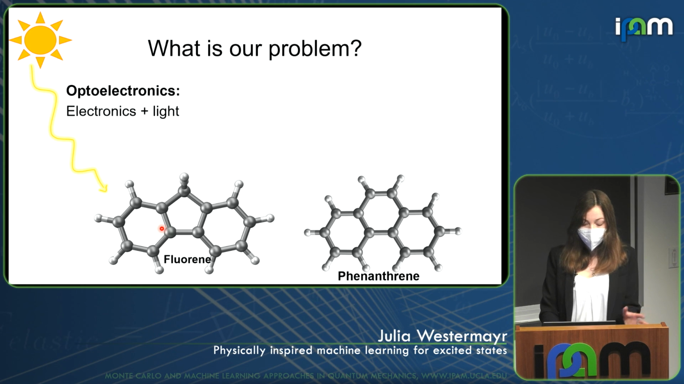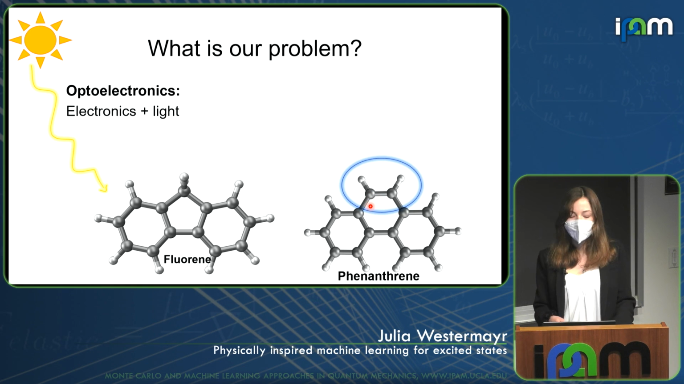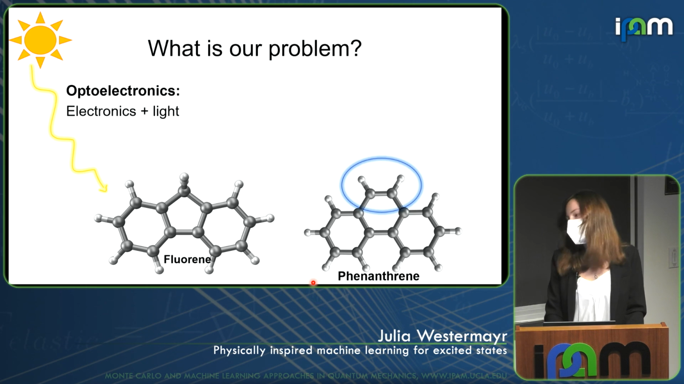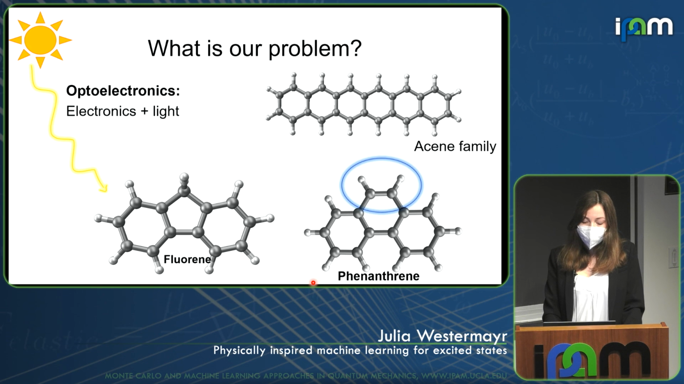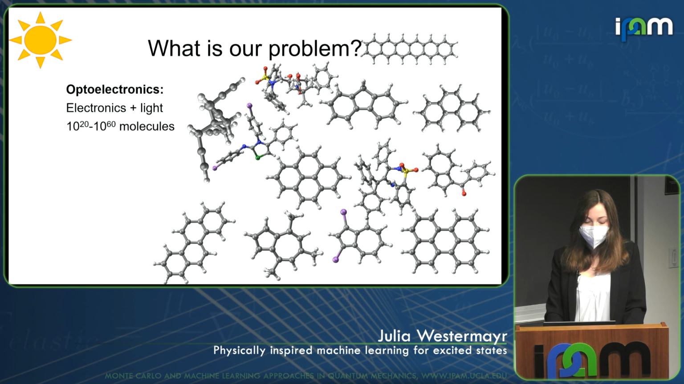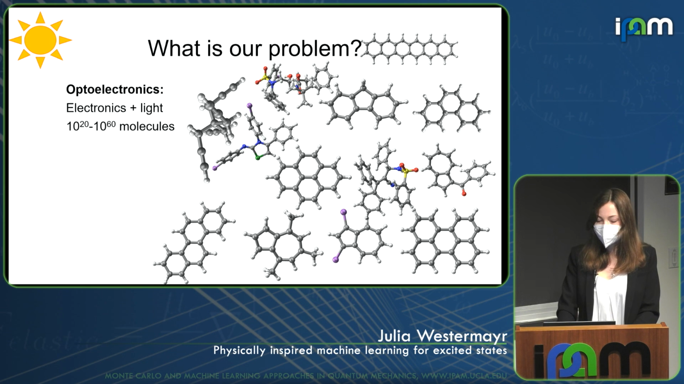Then we can change this molecule. For instance, here we can add one carbon atom, and then we study the optoelectronics. And even though it's very similar, the optoelectronic properties differ quite dramatically. But depending on whom you ask, you might end up with about 10 to the power of 20 to 10 to the power of 60 functional organic molecules that could be relevant in this research field.